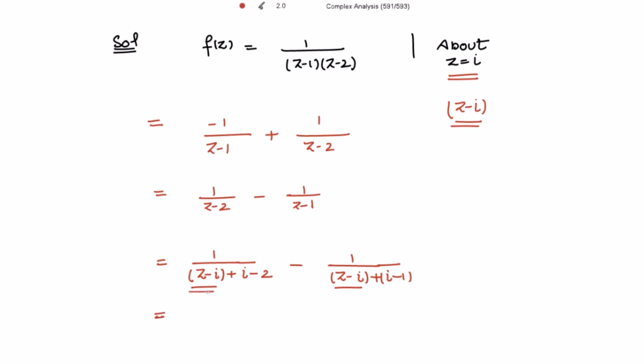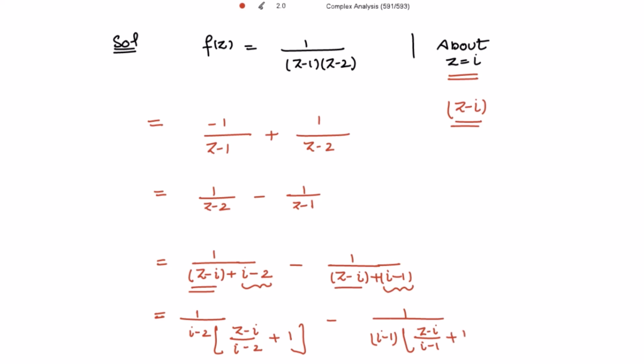Because we need the powers in z minus iota, let's take common iota minus 2 from here and iota minus 1 from here. So let's take iota minus 2 outside of this denominator, and we have z minus iota divided by iota minus 2 plus 1, minus, when taking iota minus 1 outside, we have z minus iota divided by iota minus 1 plus 1. So we have in the denominator something like 1 plus the term, so that when taking in the numerator we can expand this series, right?